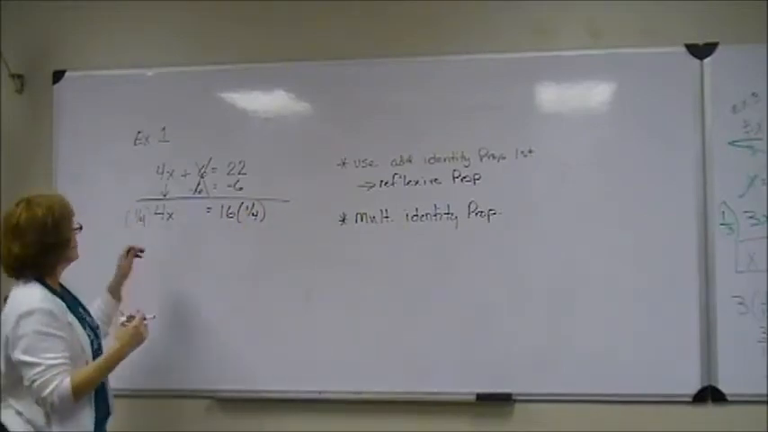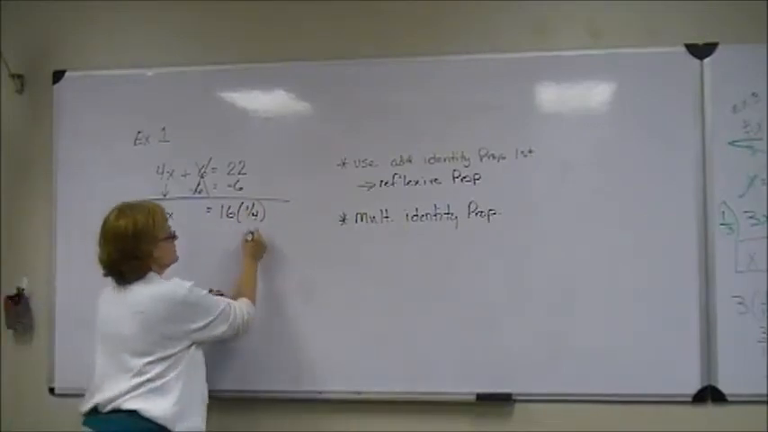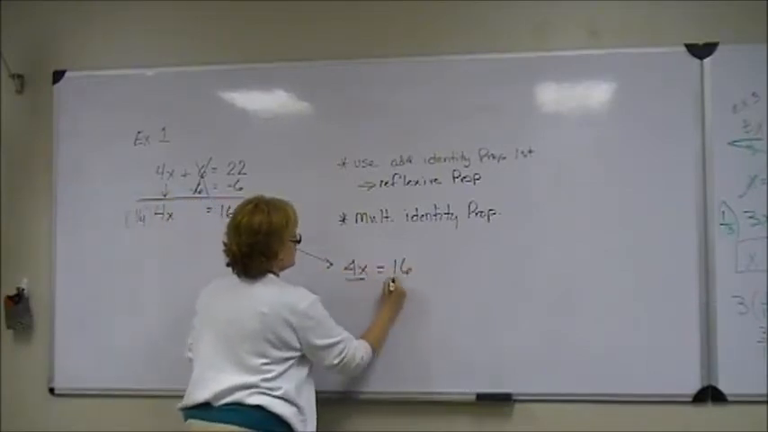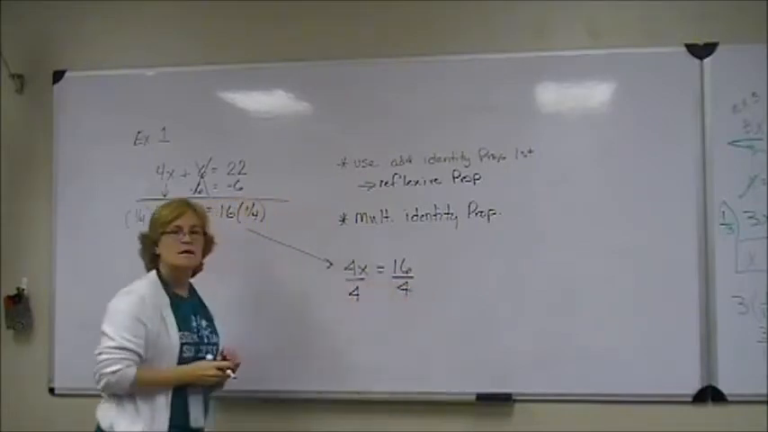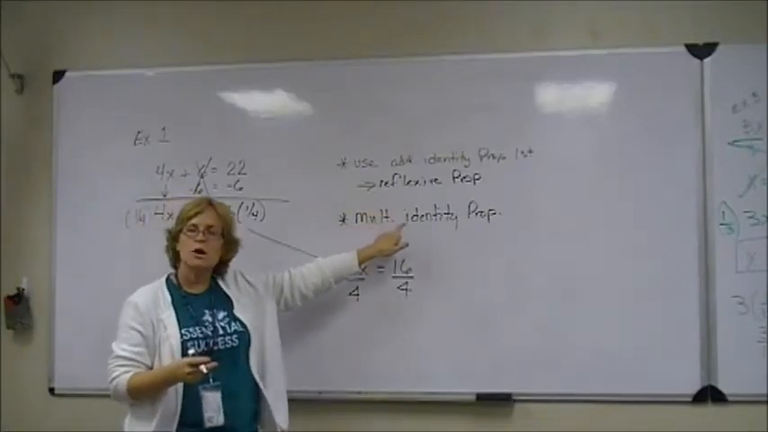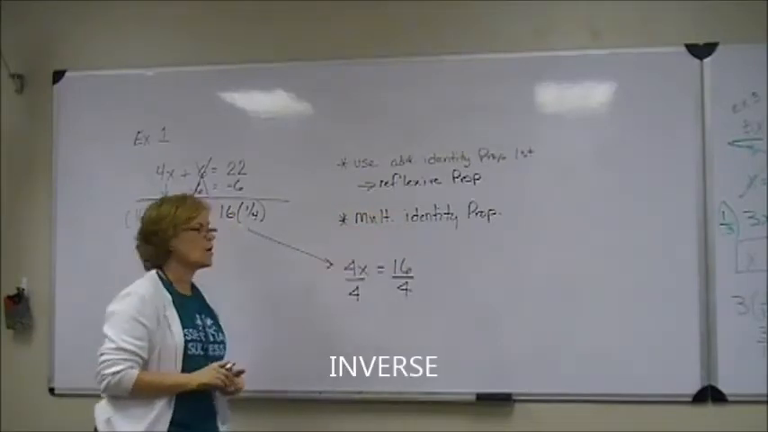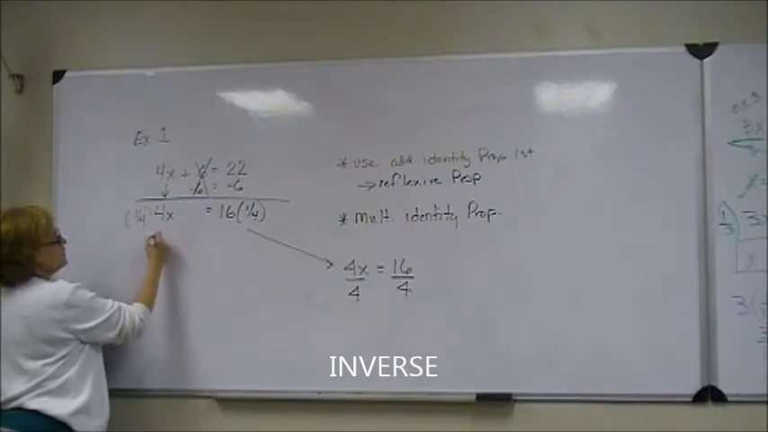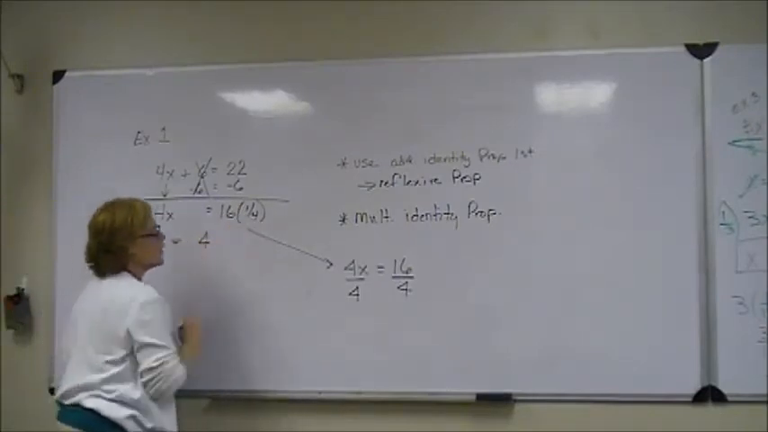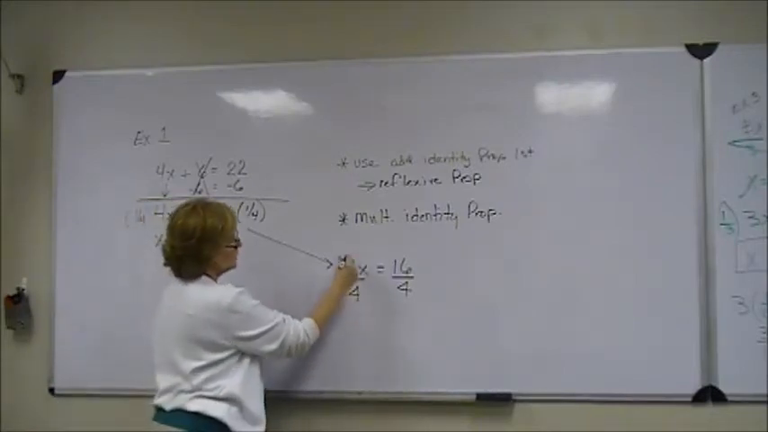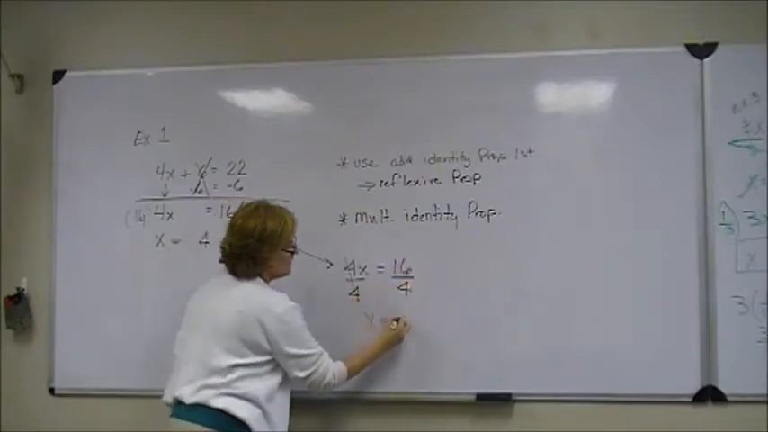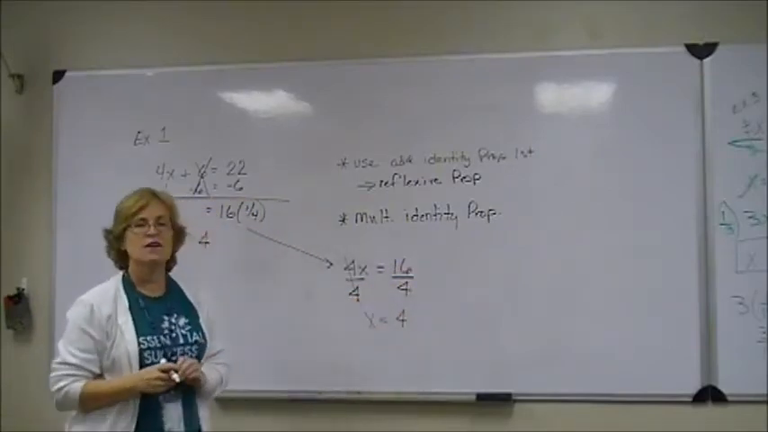Now remember, there's different ways of showing that. Either way is fine, but you need to remember this is the multiplicative identity property. All right, so when I multiply through, that gives me x, and 16 times 1/4 is 4. And over here, if I chose this way, it would have been x is equal to 16 divided by 4, which is 4. Am I finished?